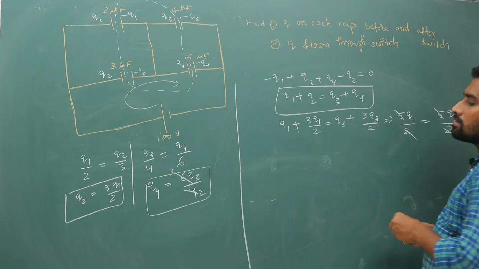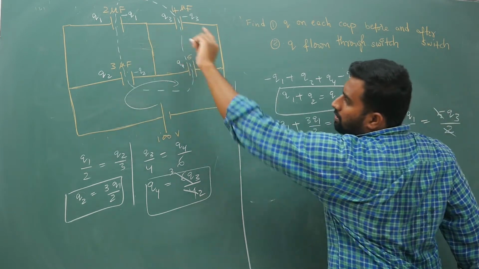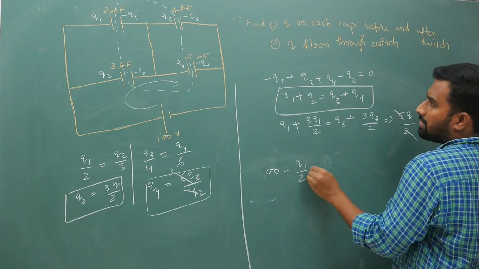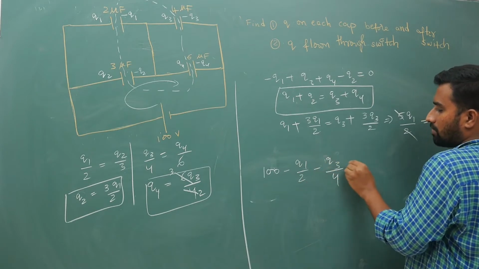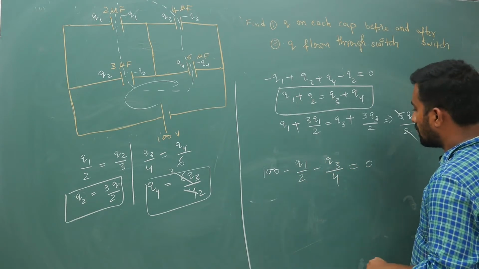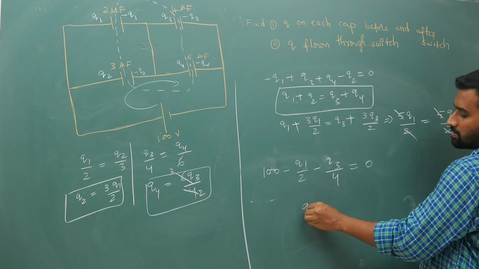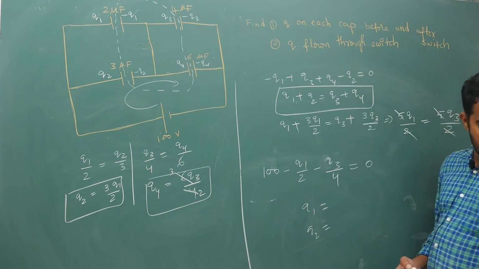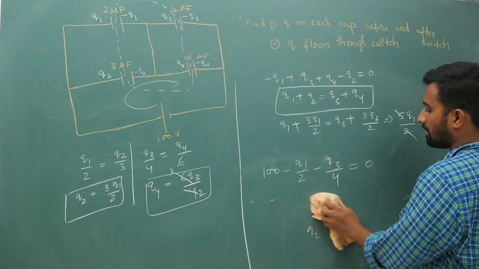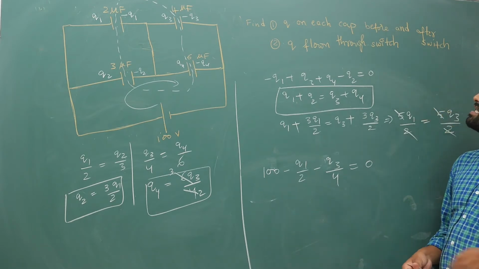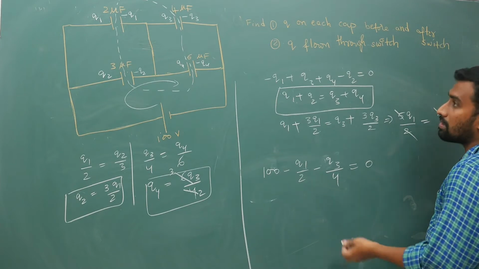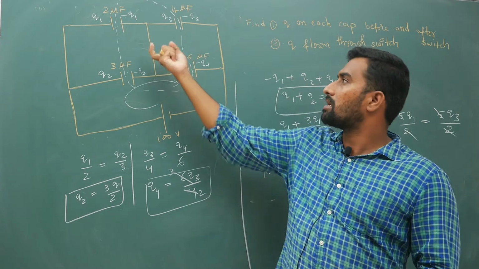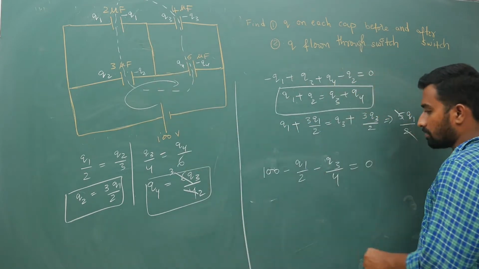So if q1 is equal to q3, in the outer loop if I travel, I am going to get 100 minus q1 by 2 minus q3 by 4, that is equal to 0. So q1 equal to q3, you substitute, you will get q1, q2, q3, everything. Okay. So now let us try to calculate this value. What is the charge flown through this? It is 0 only, because before and after these two plates will have the same amount of charge, so it is 0.